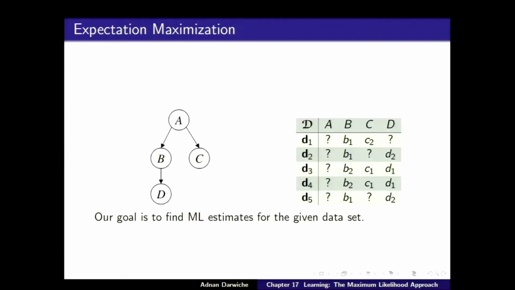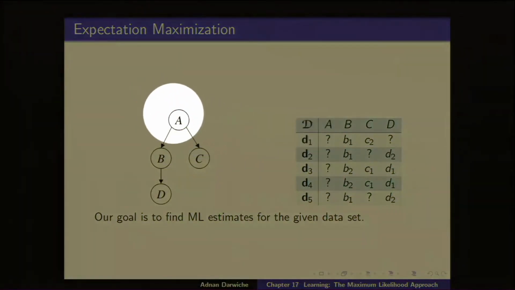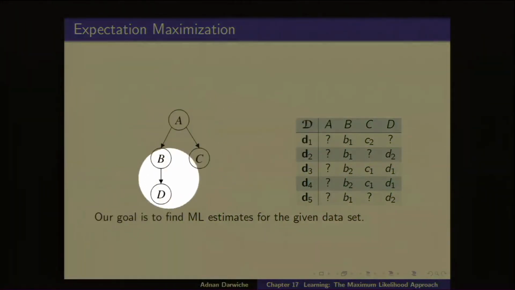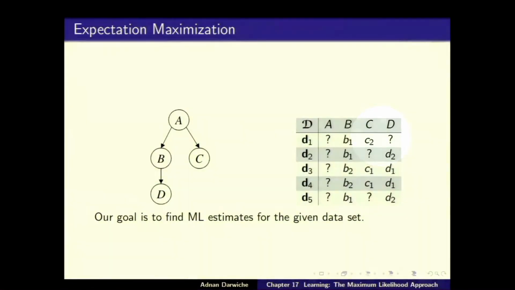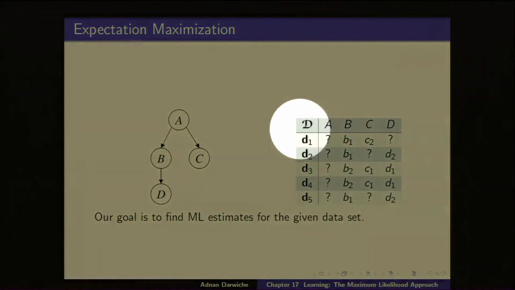Okay, so let's illustrate this EM algorithm using this concrete example. We have this structure, 4 variables, A, B, C, D. And here's our data set. The data set only has 5 examples. By the way, a row is also called an example, a unit, or an observation. Probably example is more common. And you can see the missing data in this case.